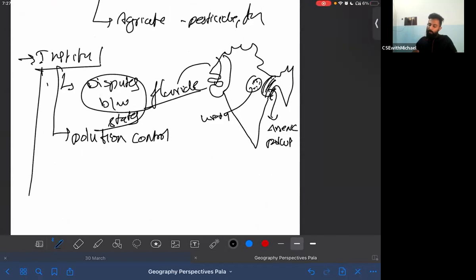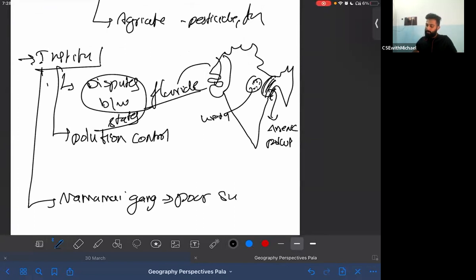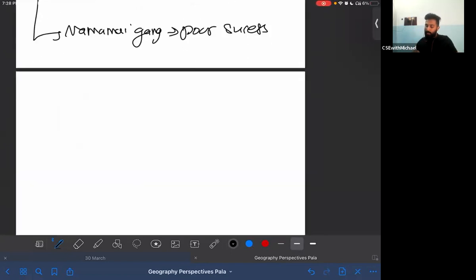You can look into the Namami Gange project, poor success with respect to Namami Gange. You can also look into the Belandur Lake incident. When you are looking for case studies, you can look into the Belandur case of the lake in Bangalore, which is catching fire. Right. So similarly, another issue is salinity.